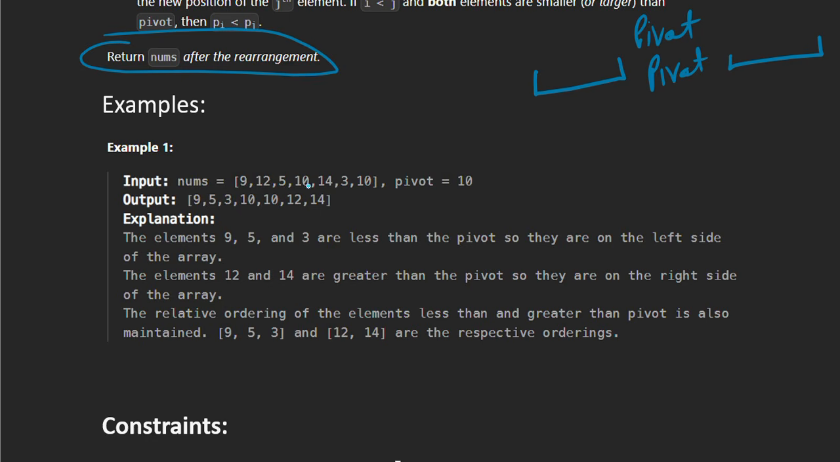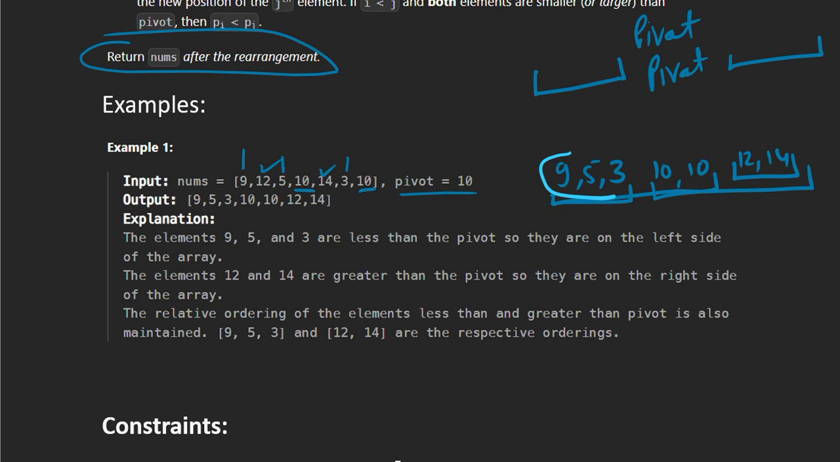Here we are given this nums array and our pivot is 10, right? First let's see what are the elements that are lesser than 10. So 9, 5 and 3 are lesser than 10, so we put 9, 5 and 3 first. Now how many elements are equal to 10? Two elements are equal to 10, so we put them in between. Then we see what are the elements greater than 10. So 12 and 14 are greater, so two elements are greater than the pivot, that is 12 comma 14. So this is the nums array after rearrangement.